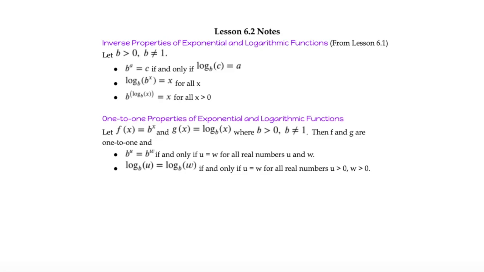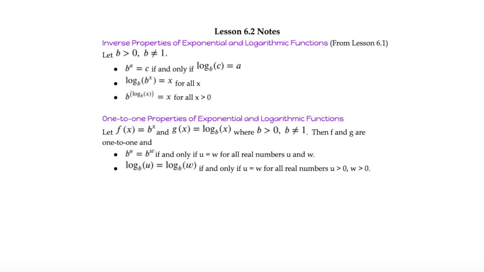Today, we are picking up a little bit. We focused mainly in lesson 6.1 on introducing exponential and logarithmic functions. Today, we're going to dive a little deeper, specifically into properties of logarithmic functions. I find them to be really fascinating, to be honest. They're kind of like a little puzzle, if you will.